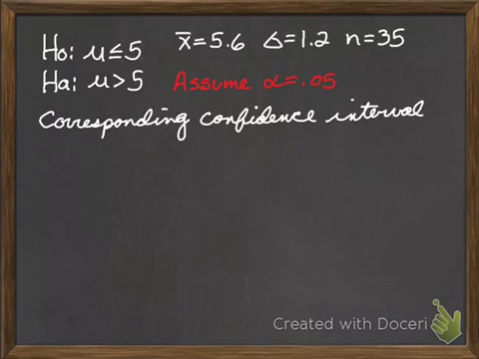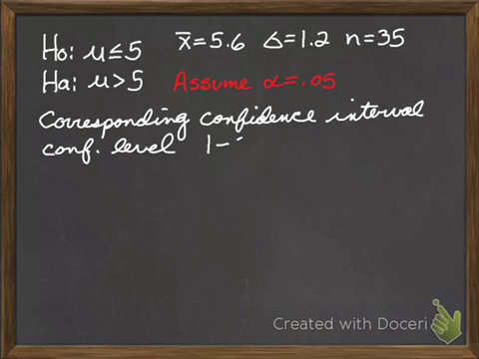So here what we're going to do is calculate the corresponding confidence interval for the parameter mu. Now, when we say corresponding confidence interval, we mean it's corresponding to a hypothesis test. We don't always have to compute the corresponding confidence interval, but we'll go ahead and do it here just as an example. We'll assume that alpha is 0.05 in our hypothesis test.